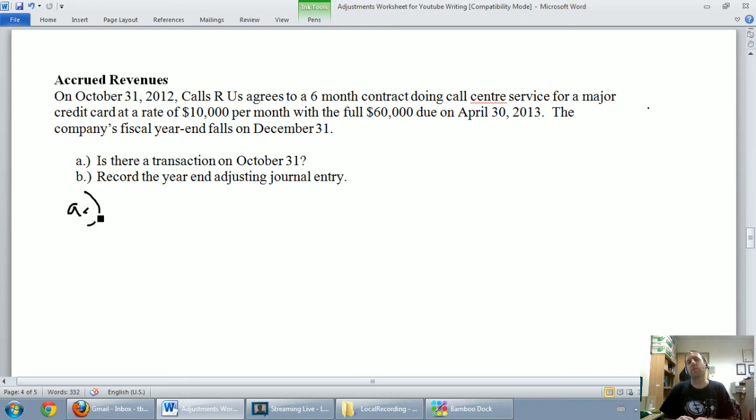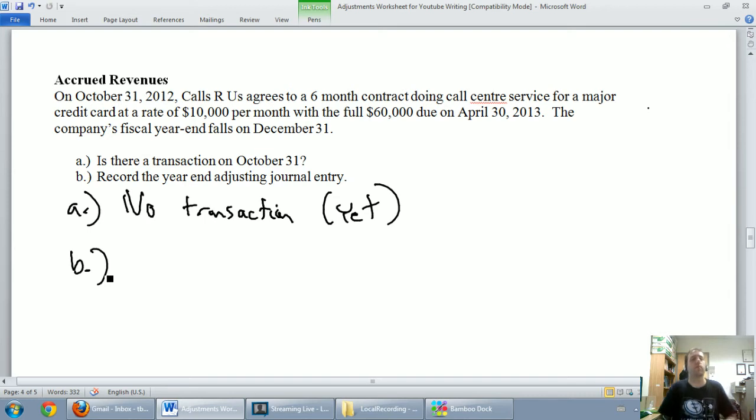Have we transacted business today? Not really. We've promised to do a transaction in the future. I don't owe you $10 today, that's for sure. You don't owe me anything today because it's not snowing outside. We've basically agreed to do business in the future, and that's what this call center has done on October 31st. They've sort of said, yes, we're going to provide you with call center service, and the other side, the credit card company, said, yes, we're going to pay you once it's over. The day of the contract, though, I'd say we haven't had a real transaction. So I'm going to say no transaction yet.